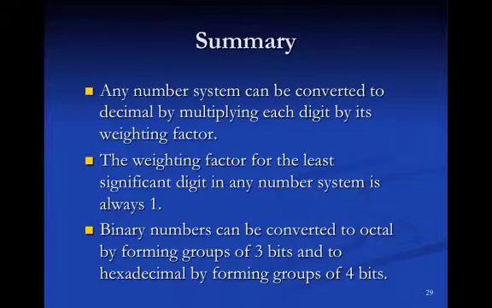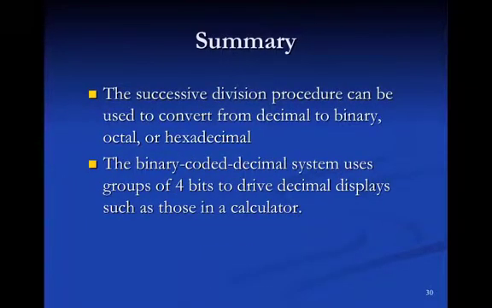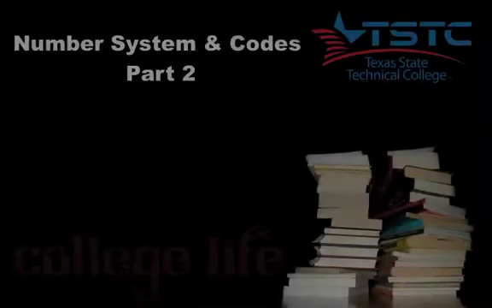Any numbering system can be converted to decimal by multiplying each digit by its weighting factor. The weighting factor for the least significant digit in any number system is always 1. Binary numbers can be converted to octal by forming groups of 3 bits and to hexadecimal by forming groups of 4 bits. The successive division procedure can be used to convert from decimal to binary, octal, or hexadecimal. And the binary coded decimal, or BCD, system uses groups of 4 bits to drive decimal displays such as those in a calculator.